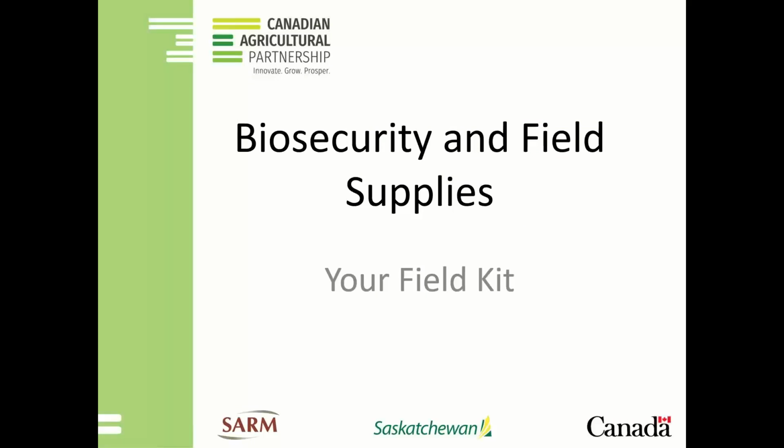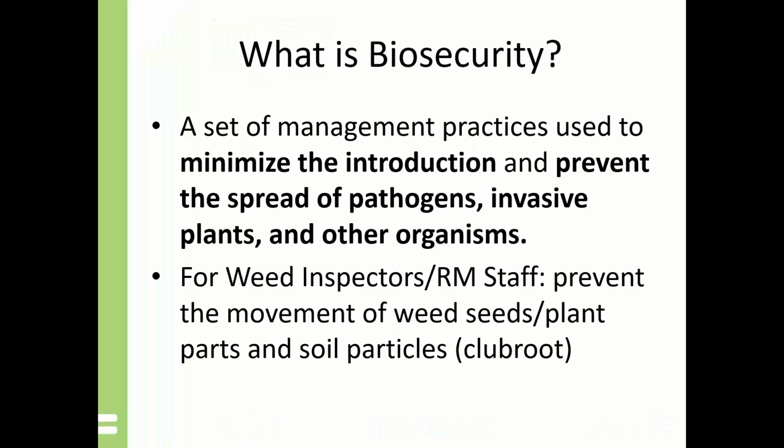So the next thing we're going to go over is biosecurity and field supplies. Always good to have a field kit available for use when you're out on the road. So first we're going to go over biosecurity. In other words, biosecurity is preventing the spread of weed seeds or plant disease from one area to another. So for example, if you happen to be walking in a cropped field, it's important to use biosecurity measures to prevent spreading soil-borne diseases such as clubroot in canola or Aphanomyces in pulse crops.